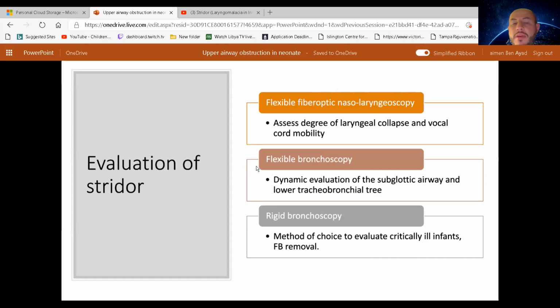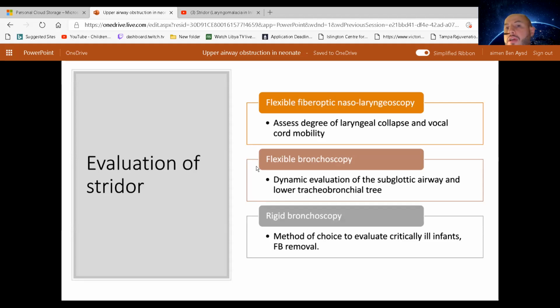Okay, you have a baby who presented with stridor. Then the question is, what's the diagnostic approach? How do you evaluate a baby with stridor? Usually, when you involve ENT, the number one thing they're going to do is direct laryngoscopy. Direct laryngoscopy could be flexible or rigid. Most of them use flexible fiberoptic direct laryngoscopy or nasolaryngoscopy.